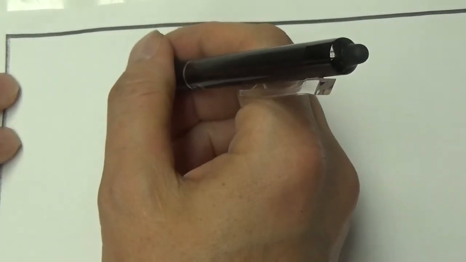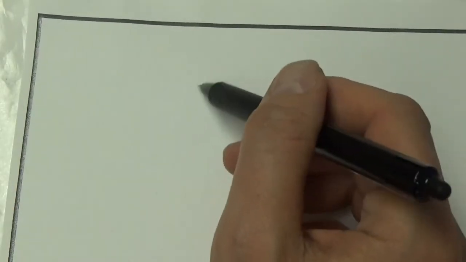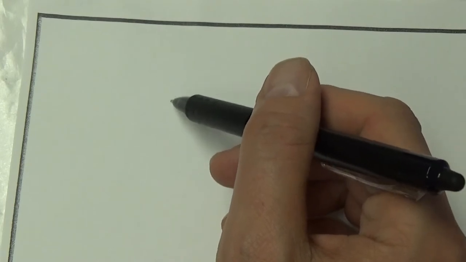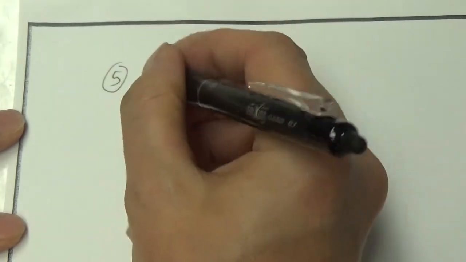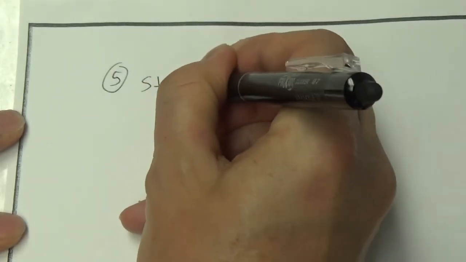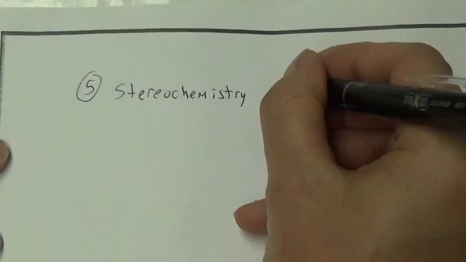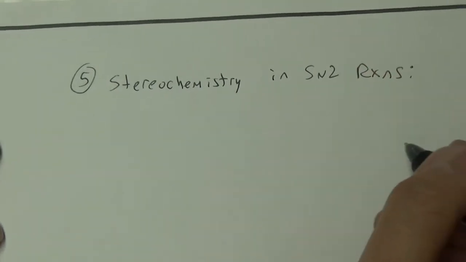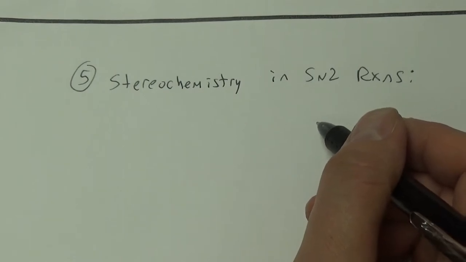So when we have this apparent attack from the back, and you know how we showed the tetrahedron flipping from one side to the other in chloromethane, you can imagine that that's going to have an effect on the stereochemistry in SN2 reactions. Chloromethane did not have stereochemistry, so it's kind of a boring example.